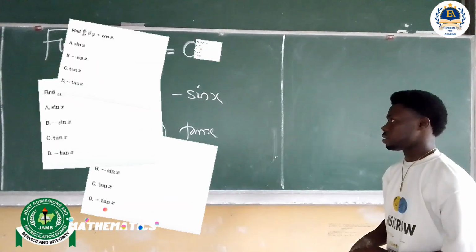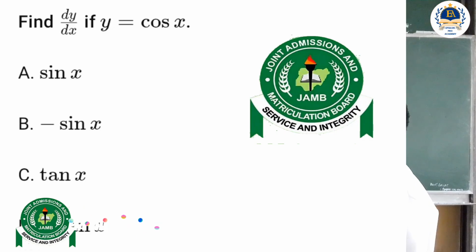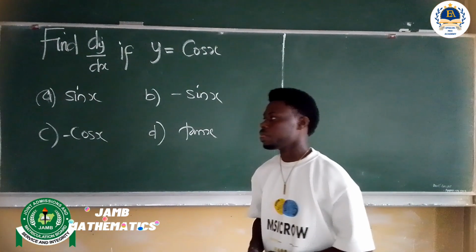Find dy over dx if y is equal to cos x. Option A is sin x, B is minus sin x, C is minus cos x, D is tan x. This is so simple.